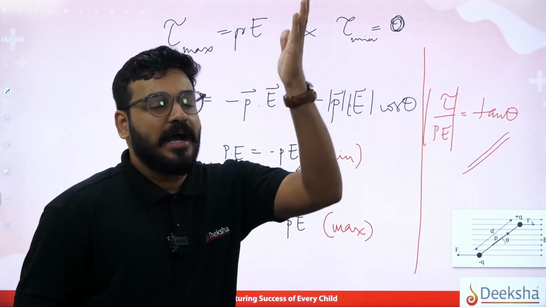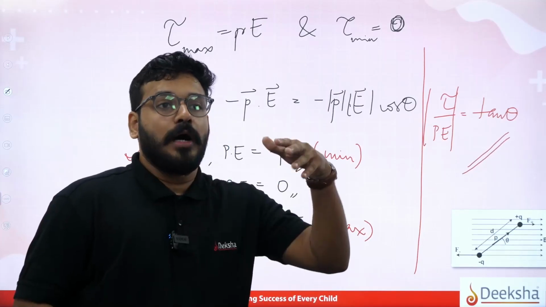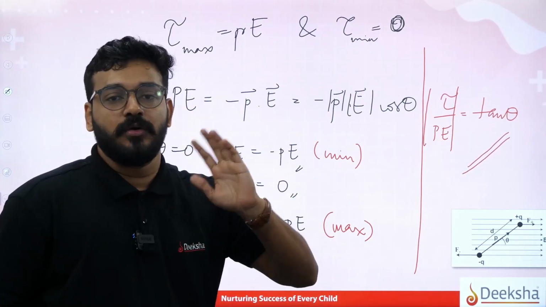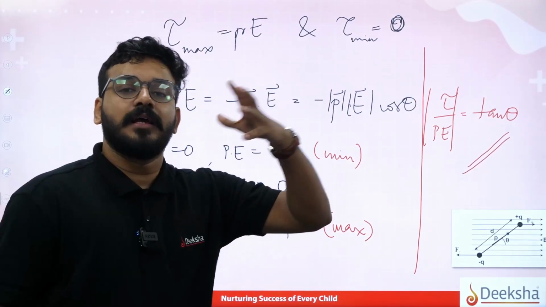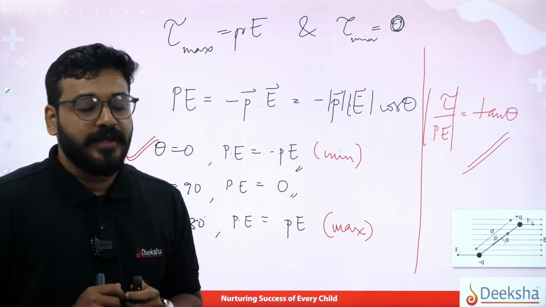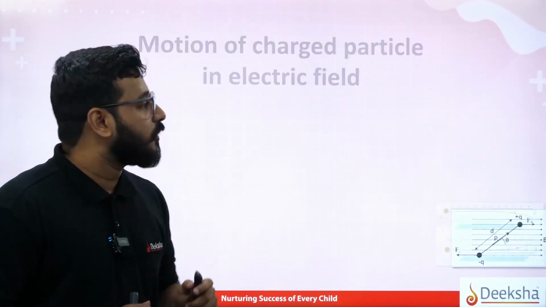So suppose a dipole is at some angle, and they ask what is the ratio of torque and potential energy, so you have to just take the tan of that angle and you will get the ratio. So this is a very important tip, please keep in mind. Alright, so we are done with the 7th tip, let's go to the 8th tip.